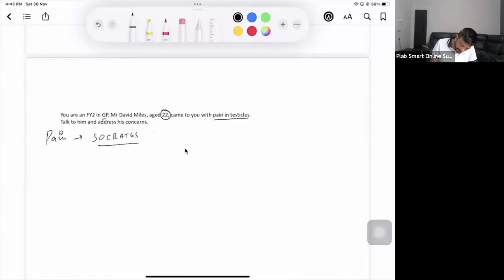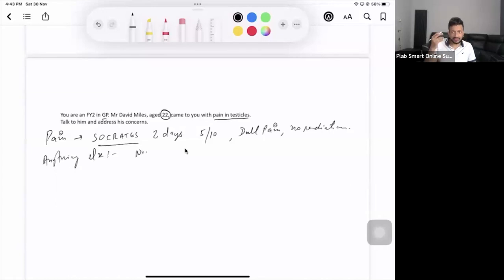Pain is there from the last 2 days, and if you ask me how much, it's 5 out of 10. And it's a dull pain, right? And there is no radiation. Fine, do the full SOCRATES. Then obviously I'm going to ask an open question if there is anything else. Now pain is there, so I will be ruling out lots of things, right? Pain is 5 out of 10, dull pain, 2 days.